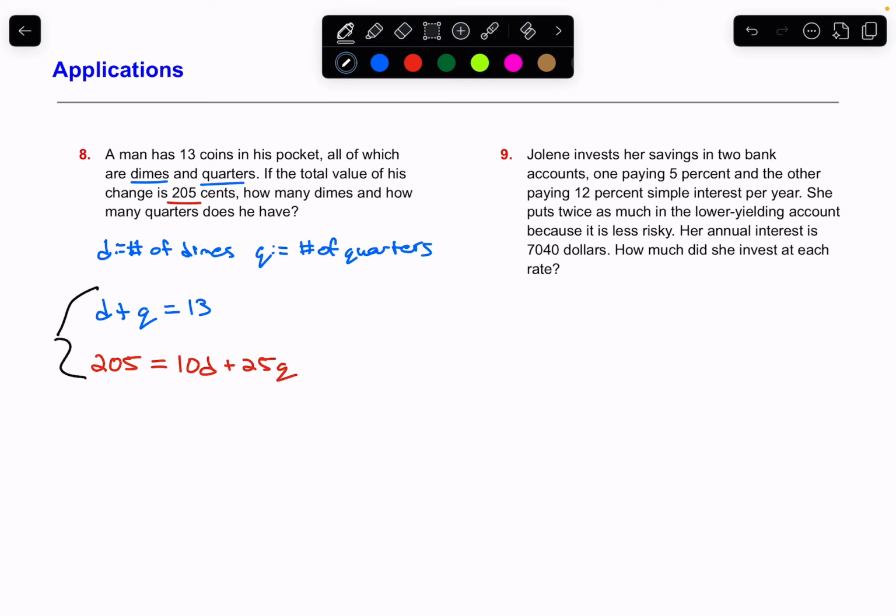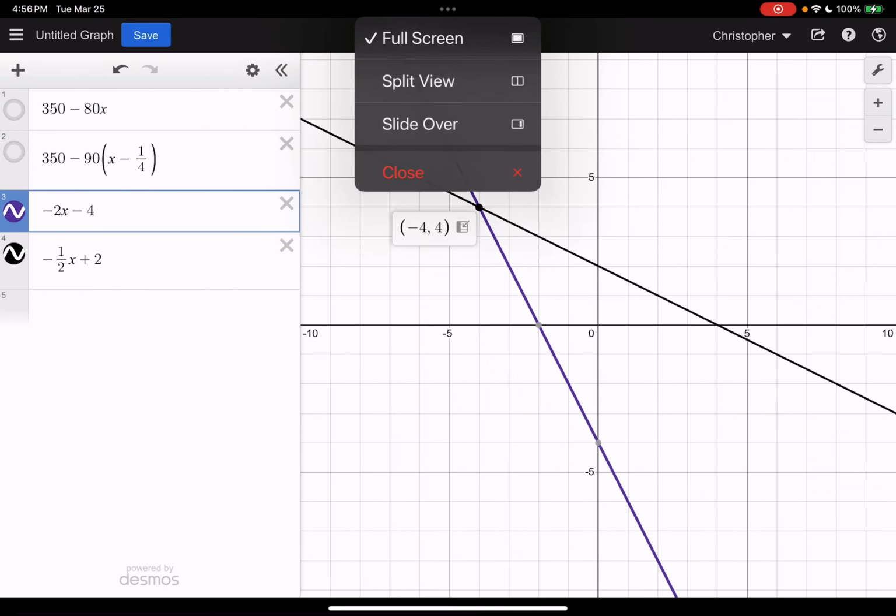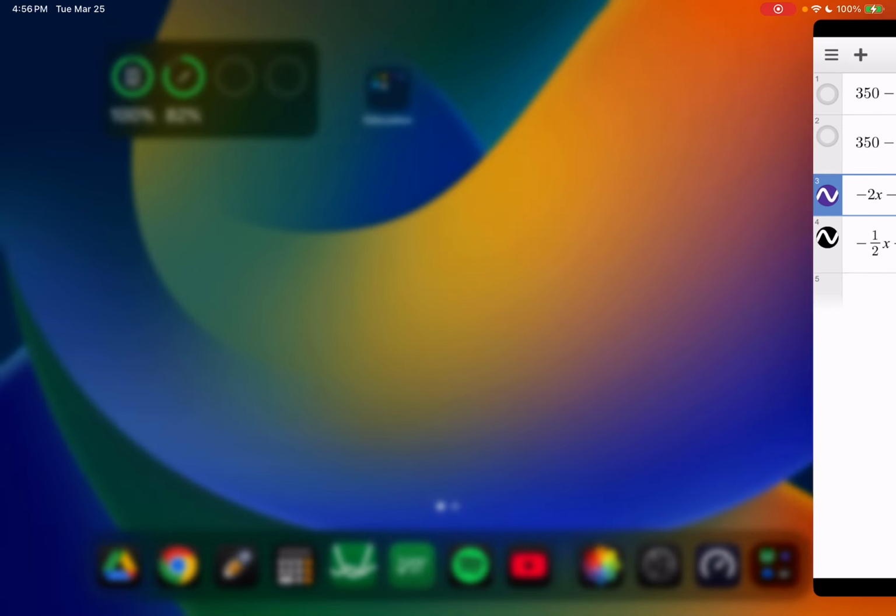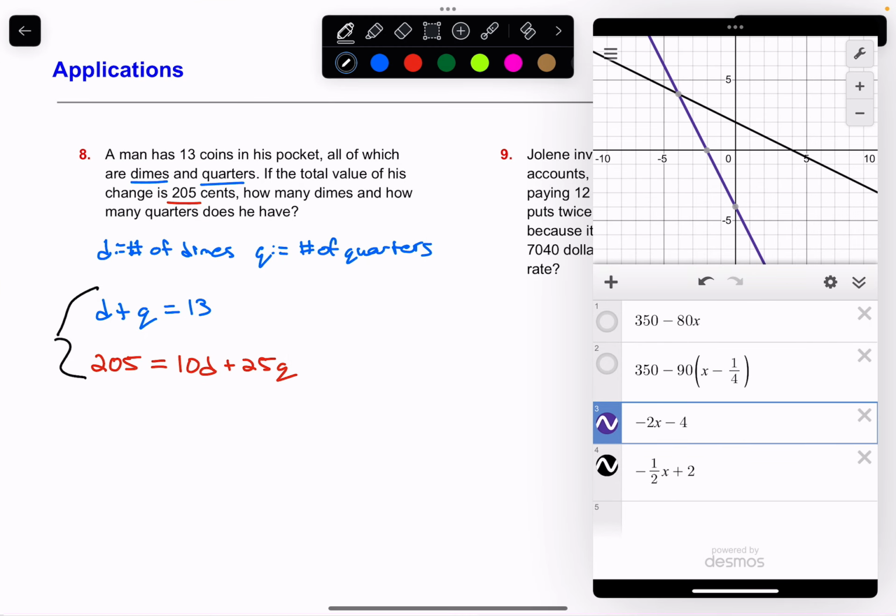So dimes plus quarters equals 13, because there's 13 coins. 205 equals 10D plus 25Q, because there's 10 cents for every dime and 25 cents for every quarter. If you add that all up, you get 205 cents. So now we could solve the first equation for D or Q and substitute that into the second equation. But I want to show you guys that once you get the hang of this, you're going to end up using Desmos in real life for most of these problems anyway. So I'm going to show you how to do this on Desmos real quick. I mean, we already saw how, but we're going to make it solidified now.